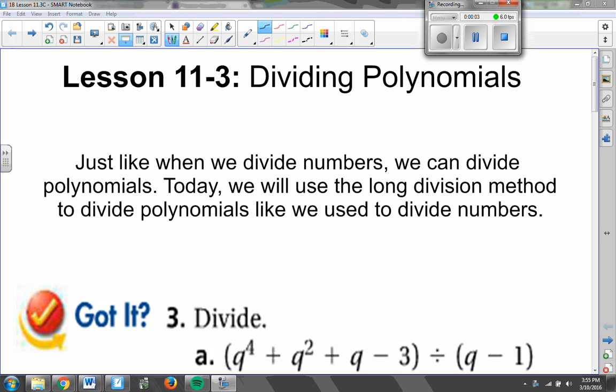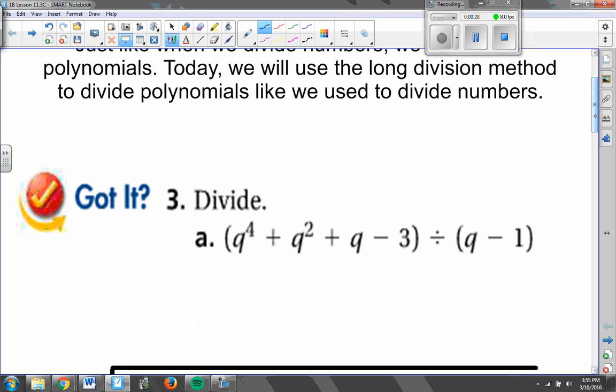All right, Algebra 1B students, welcome to part 3 of section 11.3 on dividing two polynomials with the long division method. One more wrinkle to add into this today is dividing polynomials where there is a term missing, or there's a zero coefficient in the term. What I mean by that is this.